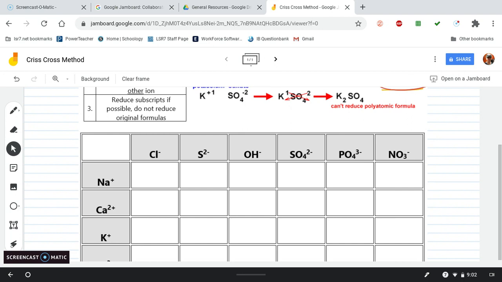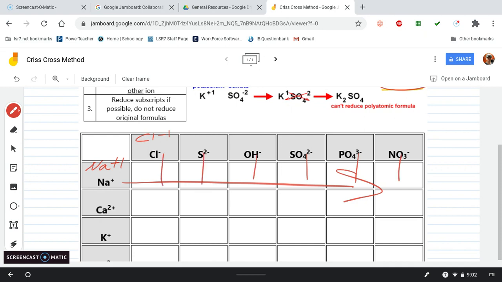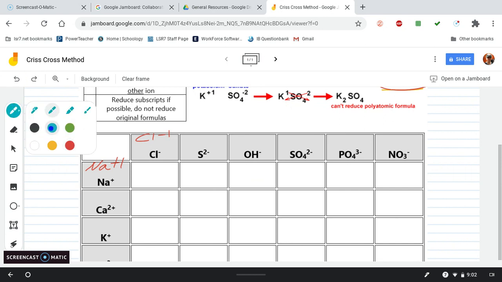So let's look at what you're doing today. You're crisscrossing. So if you don't see a number, then it's a 1. So this is the same as chlorine -1. This is sodium +1. So we're going to crisscross, and it's a matrix, and so we're going to go this way, and then we're going to combine it with all of these, right? So that's kind of what's going to happen here.